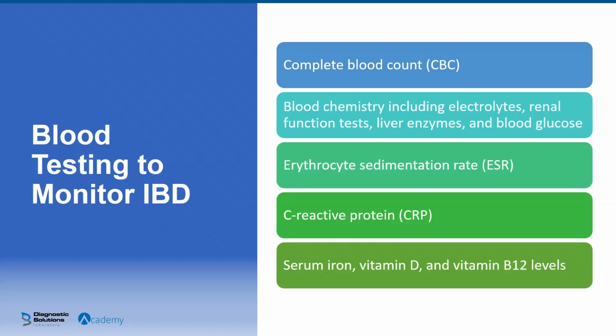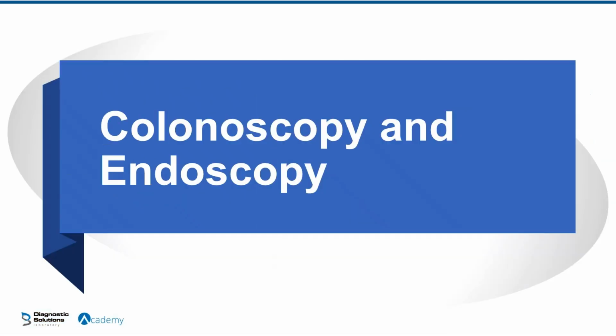There are also very important blood tests for inflammatory bowel disease: a CBC, a chemistry, ESR, CRP, and then nutrients like D, B12, and iron are very important to test in these patients. And then there's a conversation that we have about imaging.